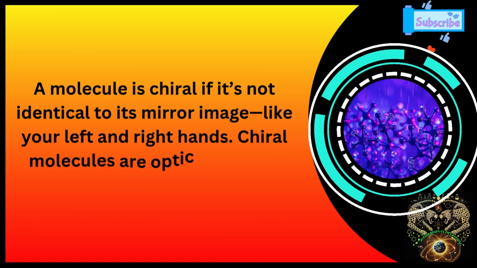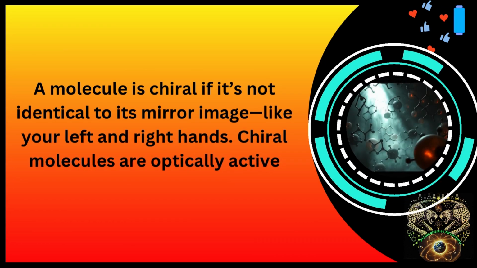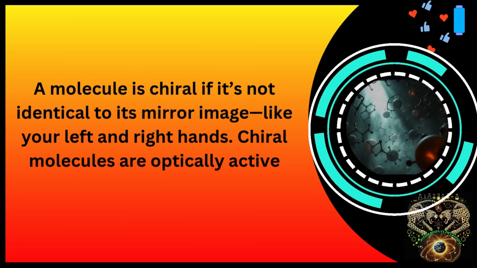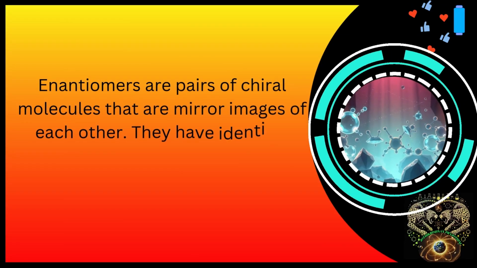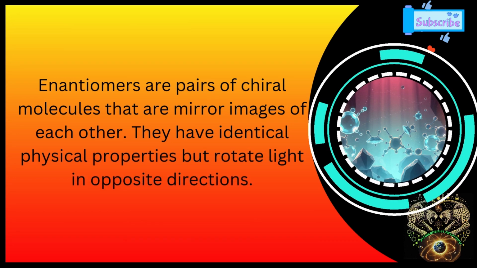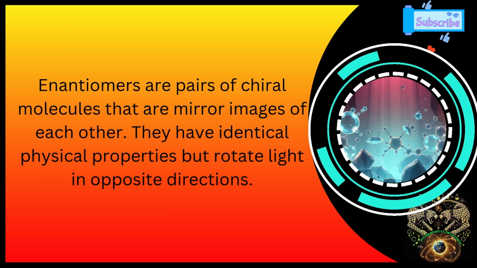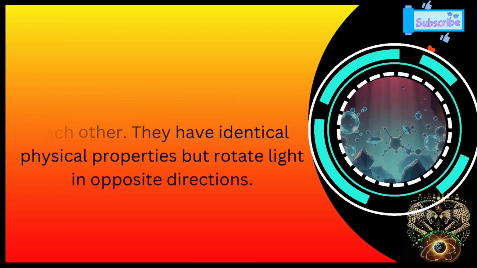A molecule is chiral if it is not identical to its mirror image, like your left and right hands. Chiral molecules are optically active. Enantiomers are pairs of chiral molecules that are mirror images of each other. They have identical physical properties but rotate light in opposite directions.